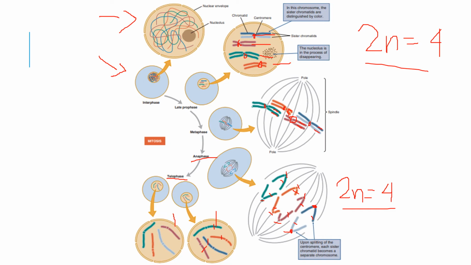How many centromeres would there be in telophase if 2n is equals to 4? There would be 1, 2, 3, 4. 4 centromeres in each cell, or 8 centromeres in total.